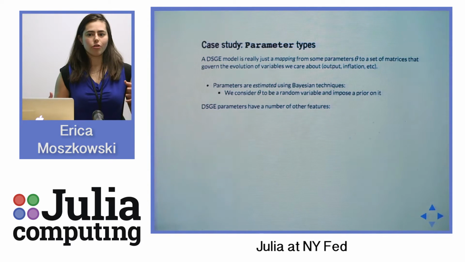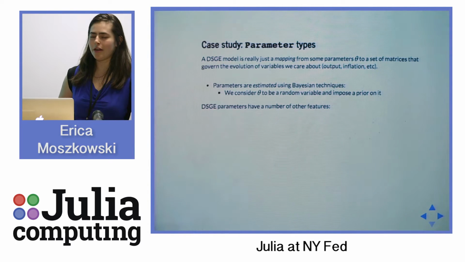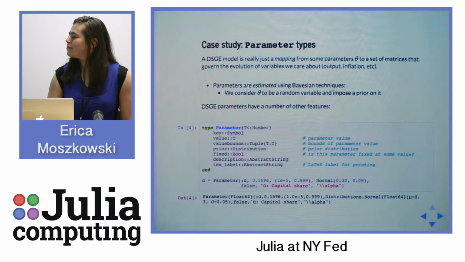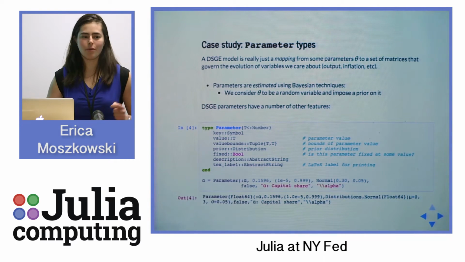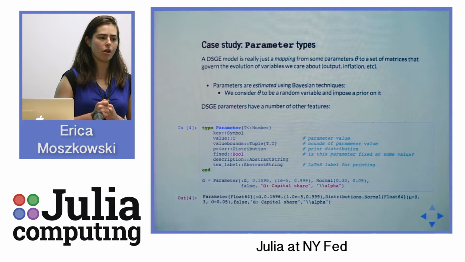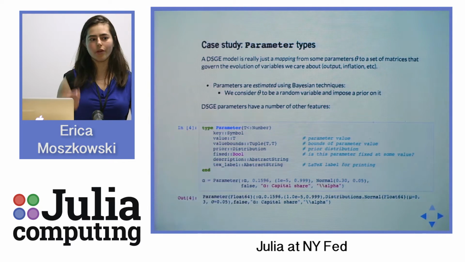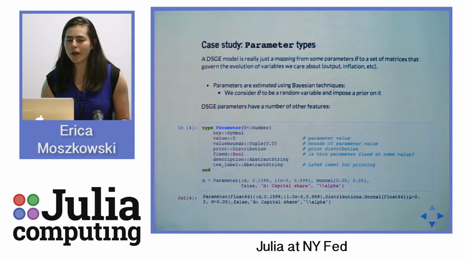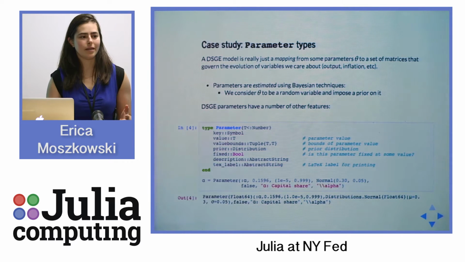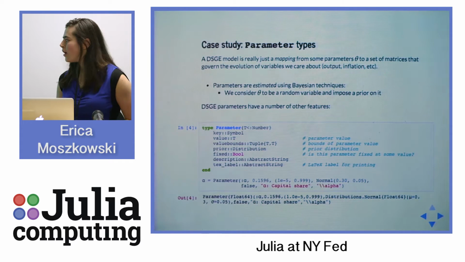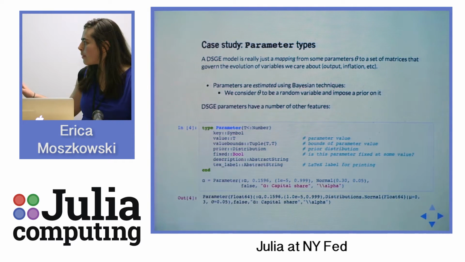We are Bayesian in our group, so we consider theta to be a random variable. That means we impose a prior on it. It also has a number of other things. We might want to enforce that a parameter has to lie between 0 and 1. We might want to fix that parameter at a particular value and say that we are very sure this parameter has this value. And we want some utility, so we want to be able to print that parameter to a file and have nice tables without too much work. We can throw all of that into a parameter type.